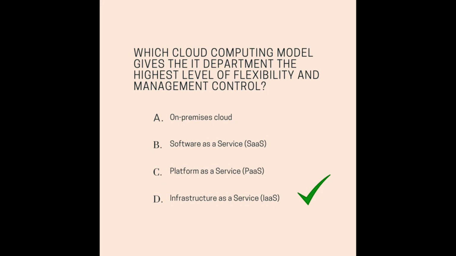With PaaS and SaaS, the cloud provider manages up to a higher level in the stack. This means that as an organization using the service, you have less control and less responsibility. On-premises cloud is a cloud deployment model, not a cloud computing model. Other cloud deployment models are private, public, and hybrid.